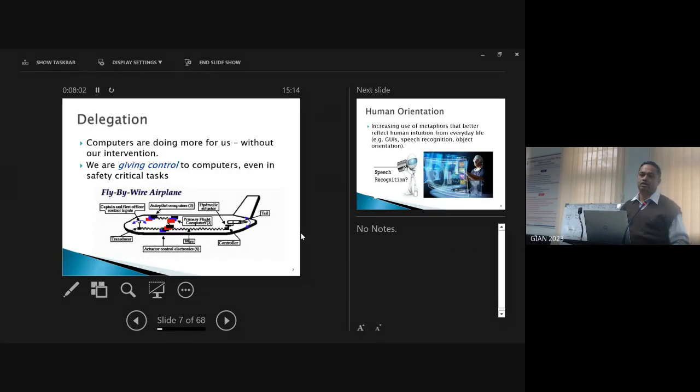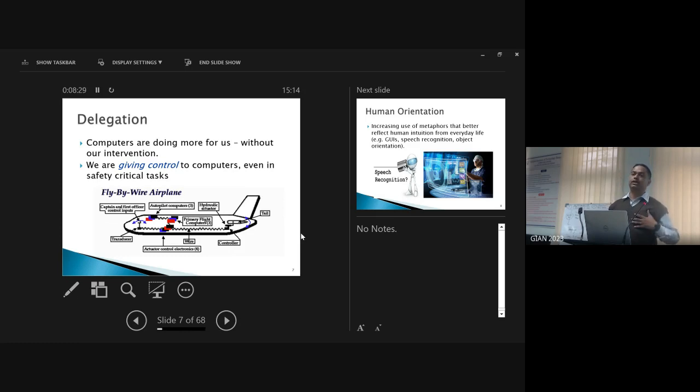Fly-by-wire airplane or autopilot mode. And even I personally witnessed the driverless car in Shanghai last July. They are testing on the real road, they are testing driverless cars. So the thing is, they are replacing a driver with a software system which is controlling the entire car.